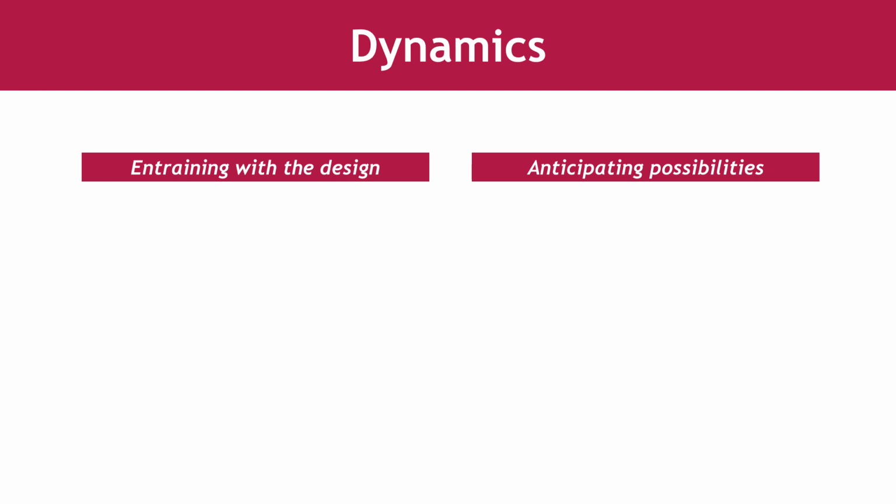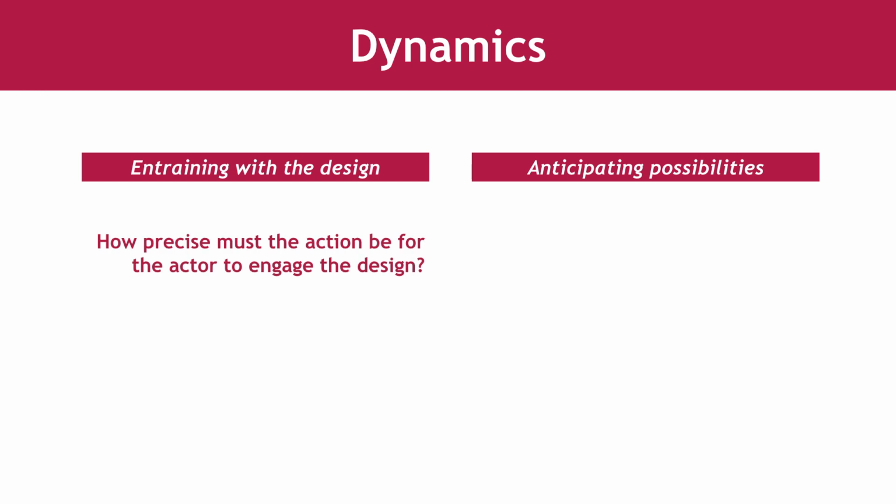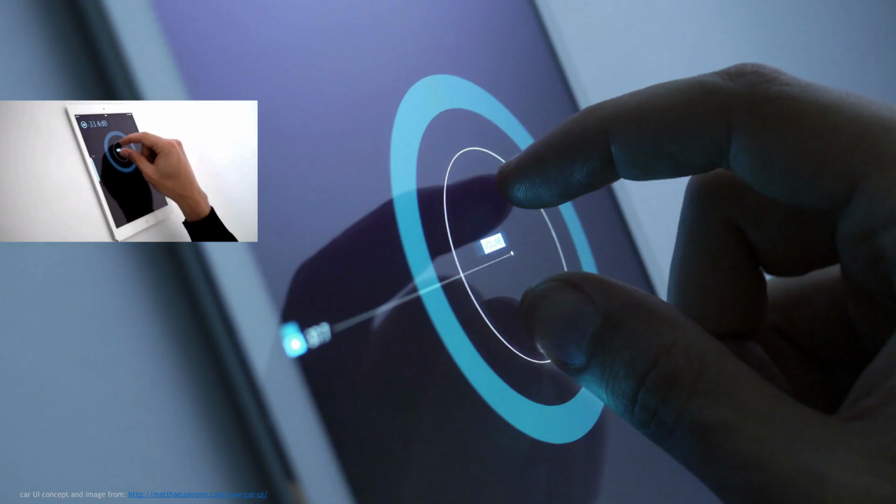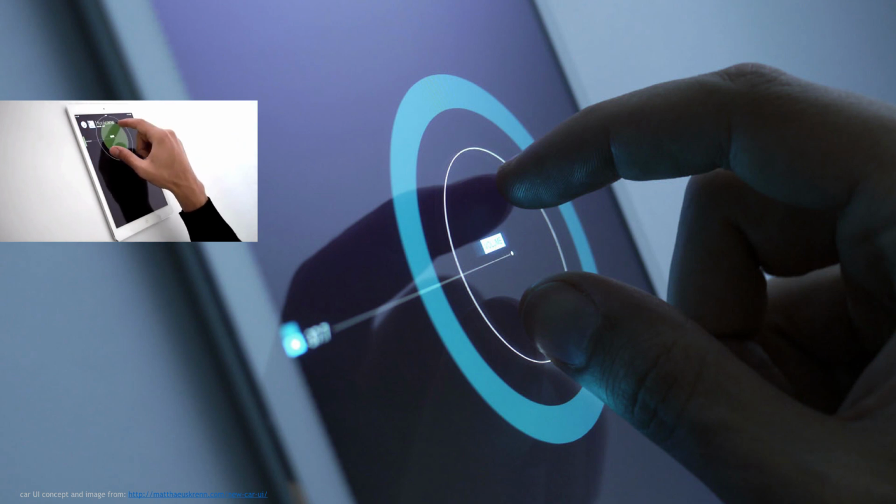The dynamics that I want to focus on are how the actor is in training with the design, and how the actor goes about anticipating possibilities for performance with the design. This is a concept design where we have a blank screen and the driver places fingers anywhere on the screen and the UI comes to that place. That's really forgiving. Maybe that haptic put-your-finger-on-the-display-panel would work well for turning the radio on or off.